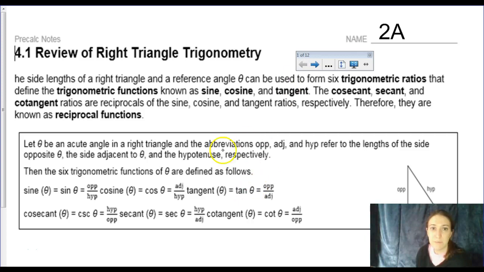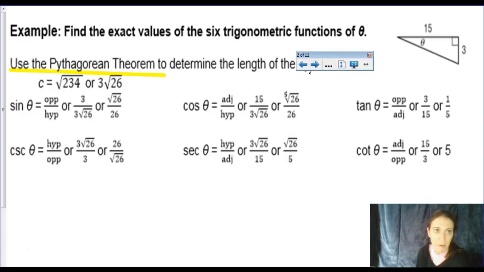Starting with this first box here is a bunch of trig ratios for right triangles: sine, cosine, tangent, also given in the abbreviated notation, and then also their reciprocal functions, which are cosecant, secant, and cotangent. And you will have to have everything memorized, of course.